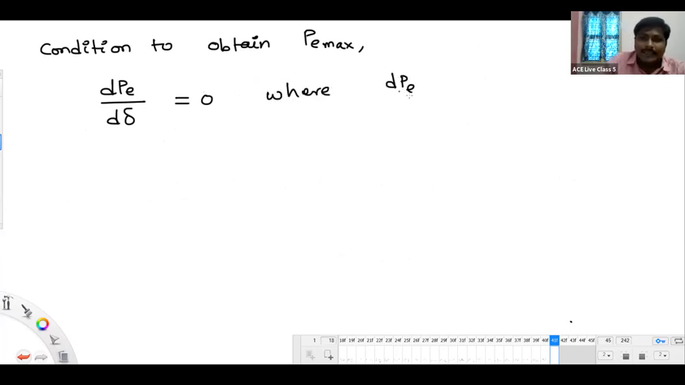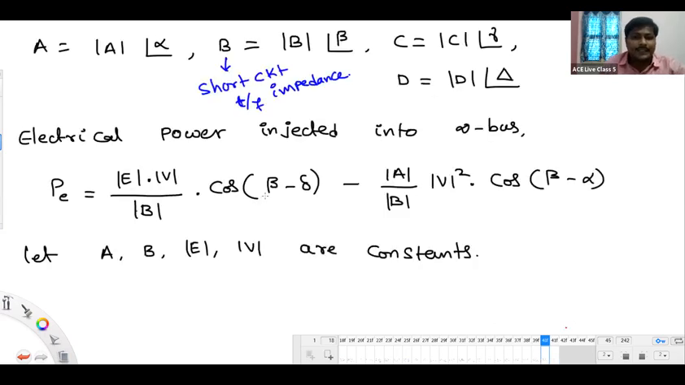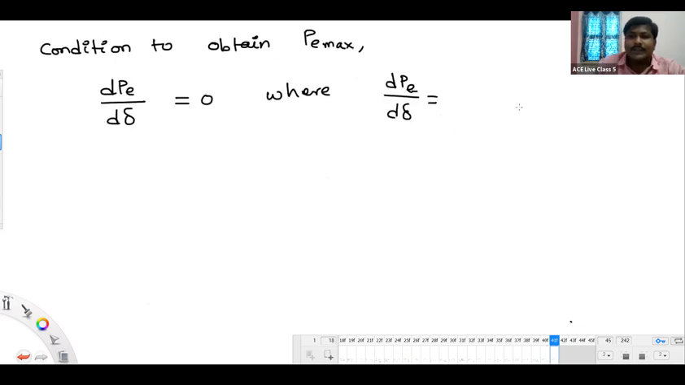What is dPE by d delta? Just differentiate that real power with respect to delta. What do you get now? |E||V|/|B|... The derivative of cos is minus sin(beta minus delta). Again, beta minus delta differentiated with respect to delta gives minus 1, so the minus will be cancelled. So you get here |E||V|/|B| sin(beta minus delta).